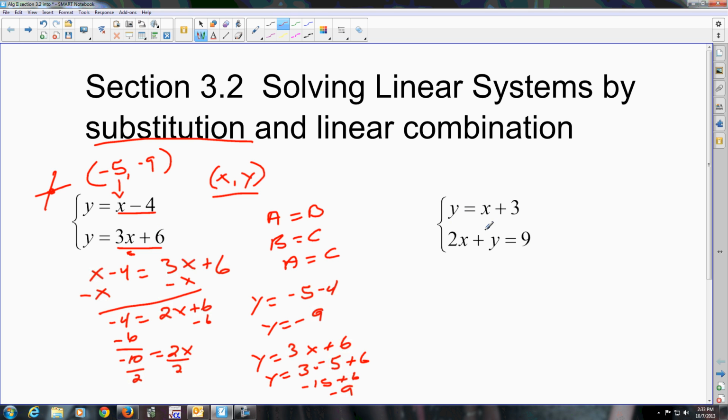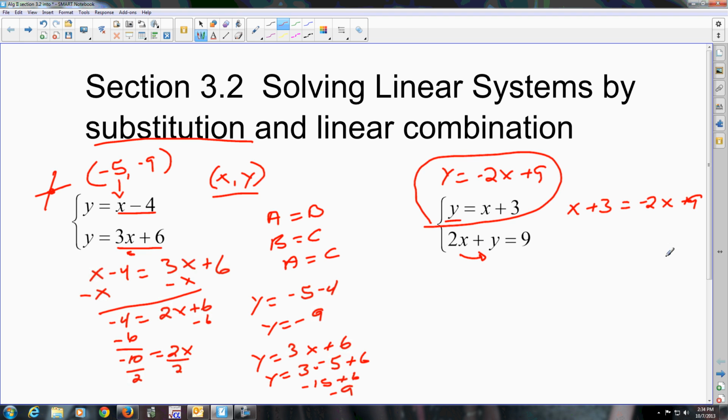Another style, another format, another way it could look is like this, where one of the letters is solved for and the other one it's not. You could turn this one into y is equal to negative 2x plus 9 by subtracting the 2x to the other side, and then using these two to do it just like I did here. x plus 3 is equal to negative 2x plus 9.